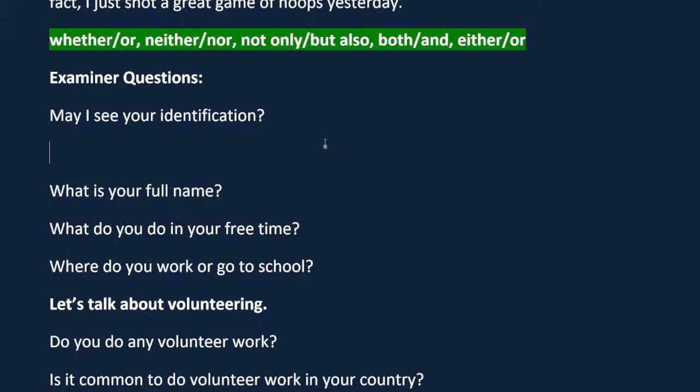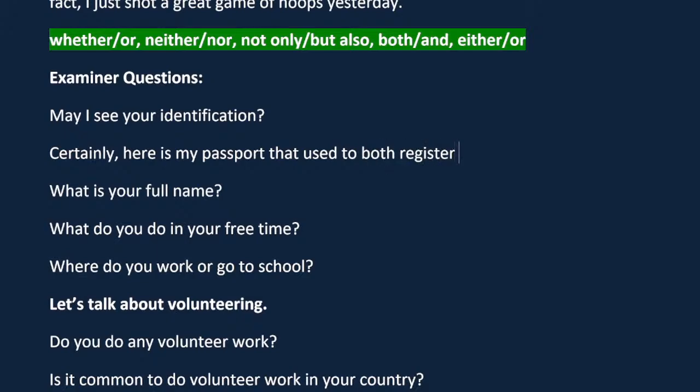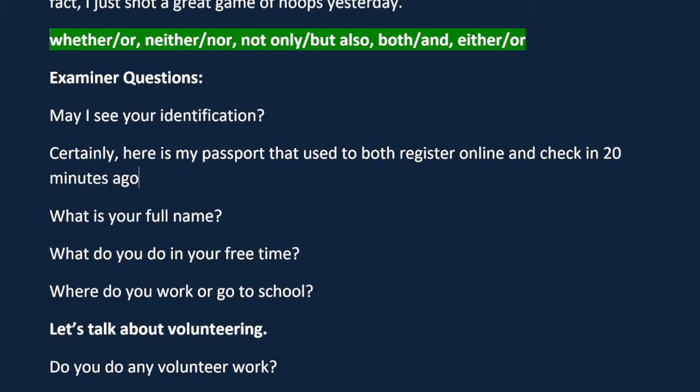Okay, how about this? Check this out. Certainly, here's my passport that I used to register online. Boom, there you go. Check it out. Both and.